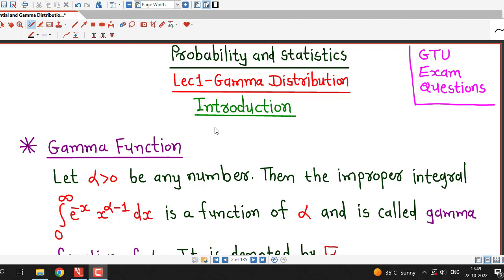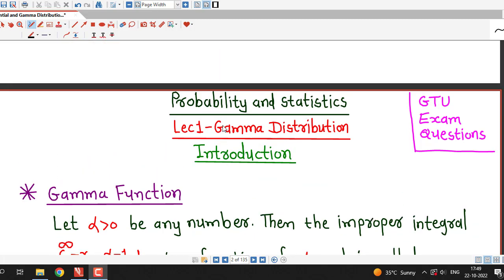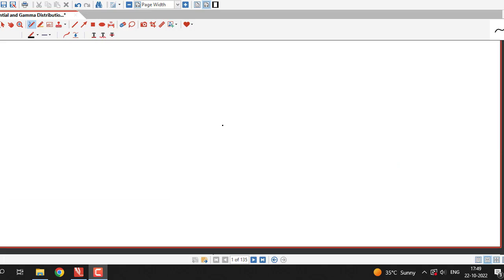In this lecture we are going to discuss another continuous probability distribution, which is known as gamma distribution. We will see what gamma distribution is, how it is defined, and what the applications of gamma distribution are.